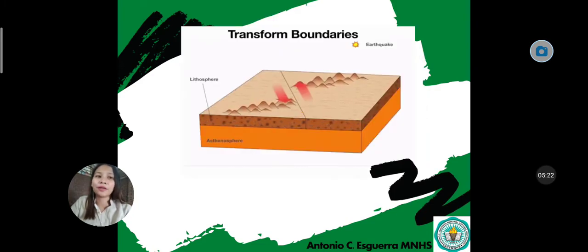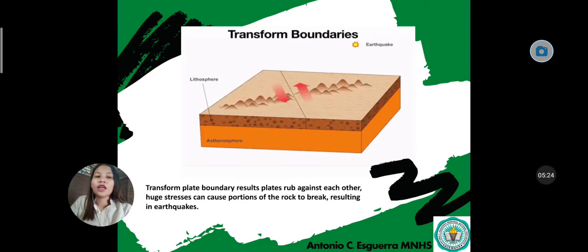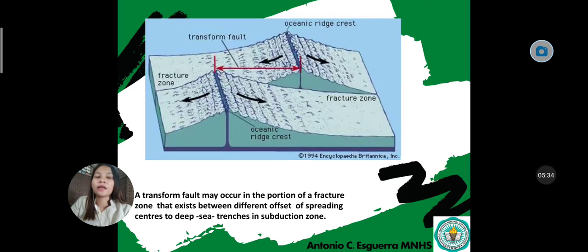In transform boundaries, as plates rub against each other, the new stress can cause portions of the rock to break, resulting in earthquakes. And a transform fault may occur in the portion of the fracture zone that exists between different offsets, from deep sea trenches in the subduction zone.